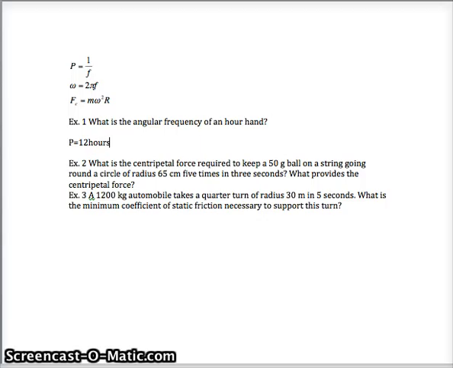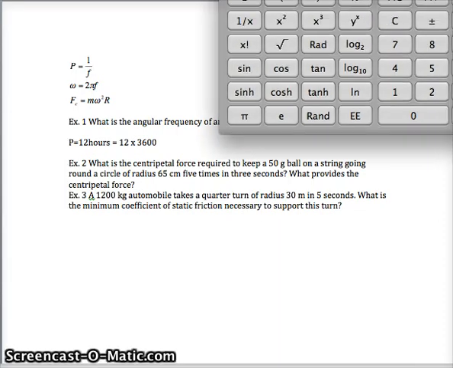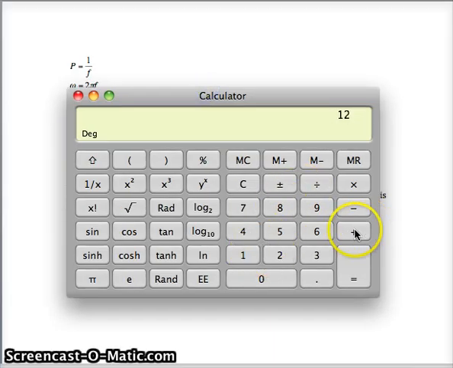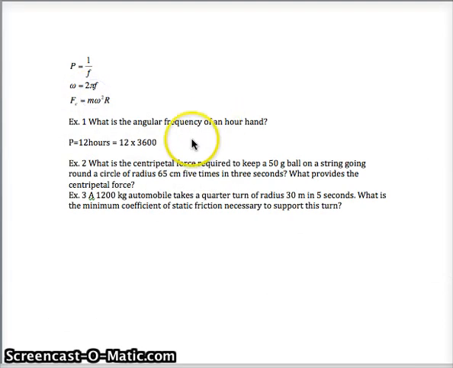Now, none of this works unless you have period in terms of seconds, and that way frequency can be cycles per second, and angular frequency can be radians per second. So let's put the period in seconds, which is going to be 12 hours times 3600, which is the number of seconds in each hour. And we can take our calculator and multiply that through. 12 times 3600 gives us 43,200. That's seconds.